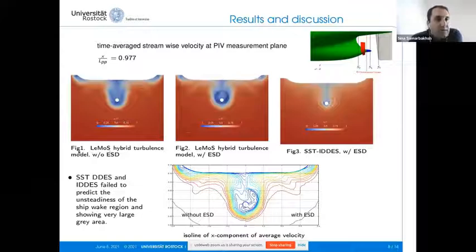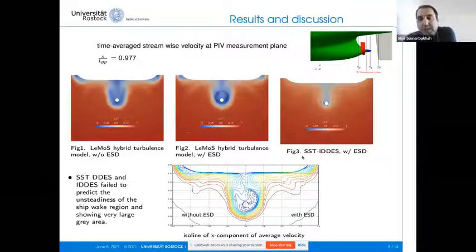If you look at the first picture, it is the result of the Lemos hybrid turbulence model without energy saving device. As you can see, the flow field is unsteady and has this anchor shape, a very common anchor shape. The second picture shows the Lemos hybrid turbulence model with energy saving device. As you can see, the flow field changes a little bit. If you compare figure 3 and figure 2, they are both with energy saving device, but with 2 different turbulence models. Actually, the focus of this research is also on the different hybrid turbulence models.